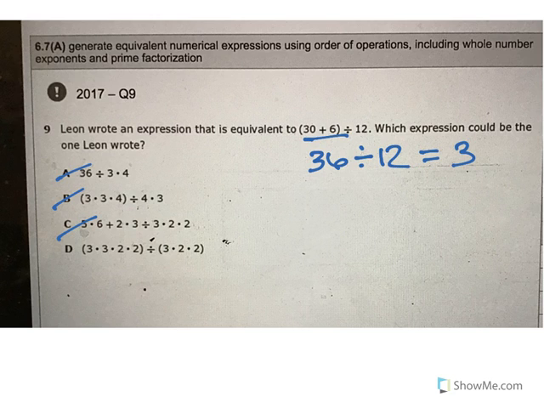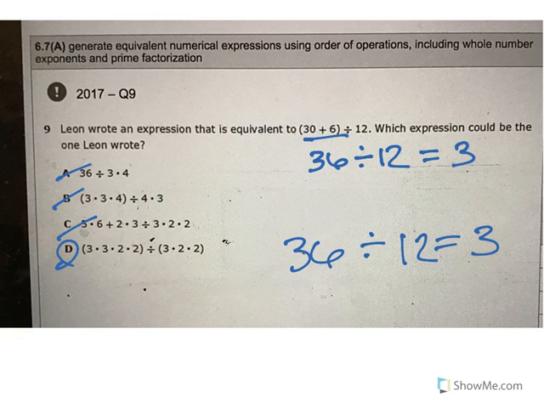All right, so here we go. We're going to do the parentheses first. 3 times 3 is 9, times 2 is 18, times 2 is 36. I have a division, but I also have another parentheses, so I have to do that next. The other parentheses is 3 times 2, which is 6, times 2, which is 12, and 36 divided by 12 is 3. So that is our answer.